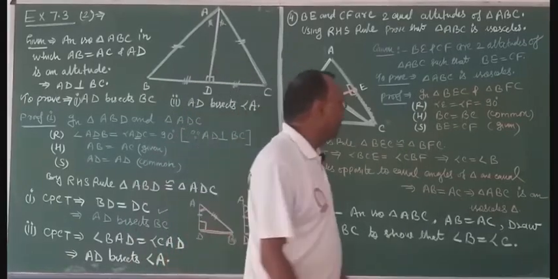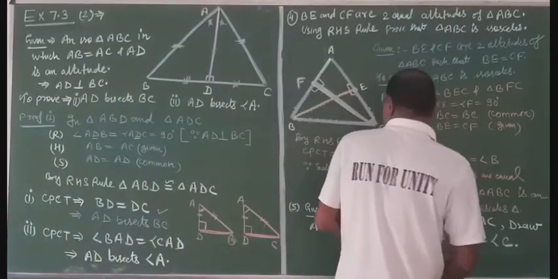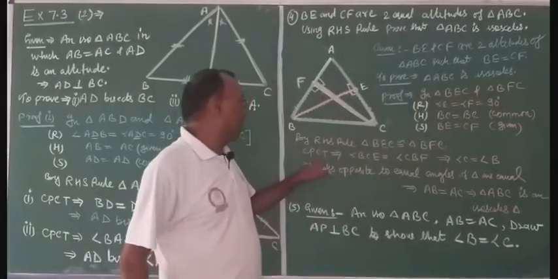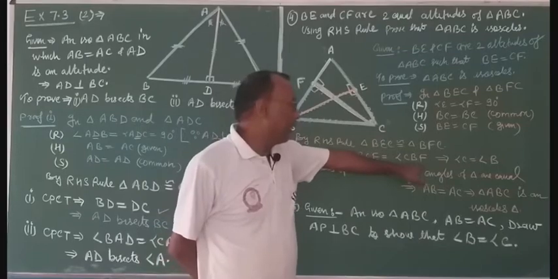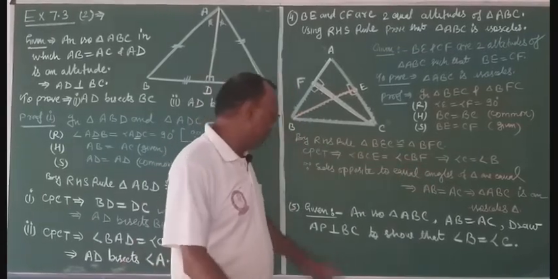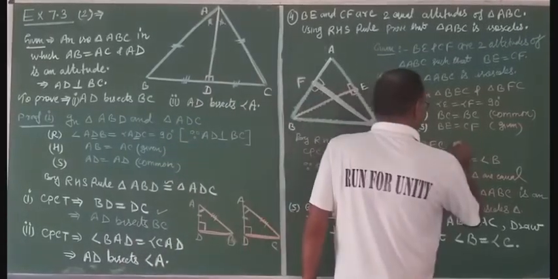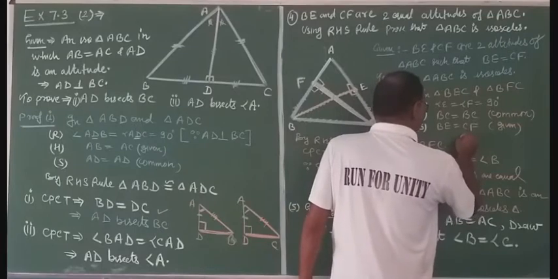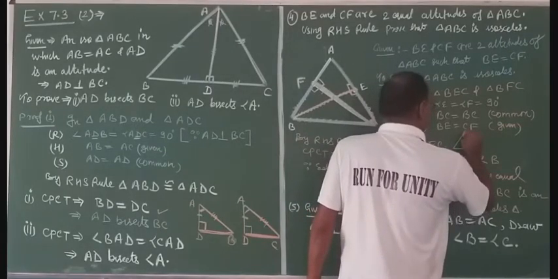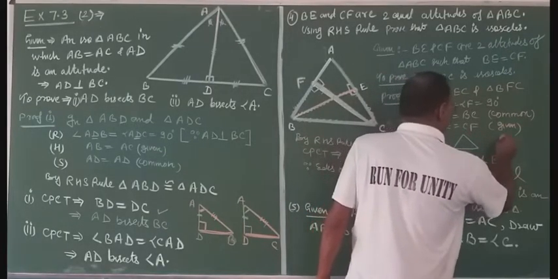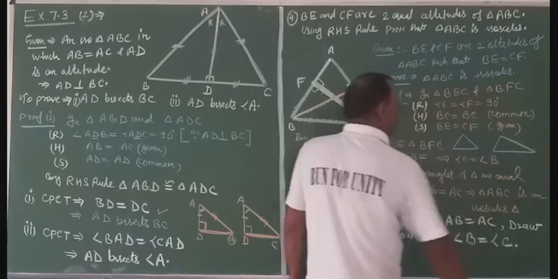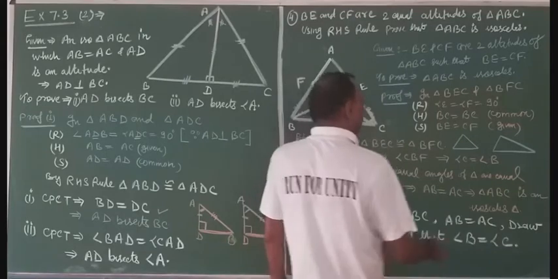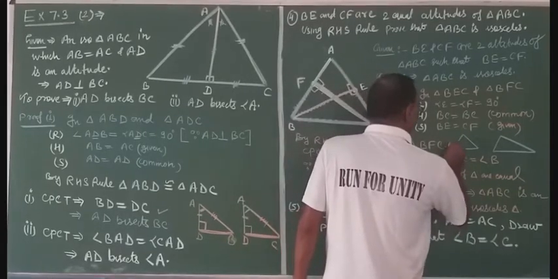Again, just take CPCT. So what will happen with the help of CPCT? This angle BCF will be equal to angle CBF. Just look here how. These were the triangles. Just look here, and just write the name of one triangle. BEC. You write. This is BEC.